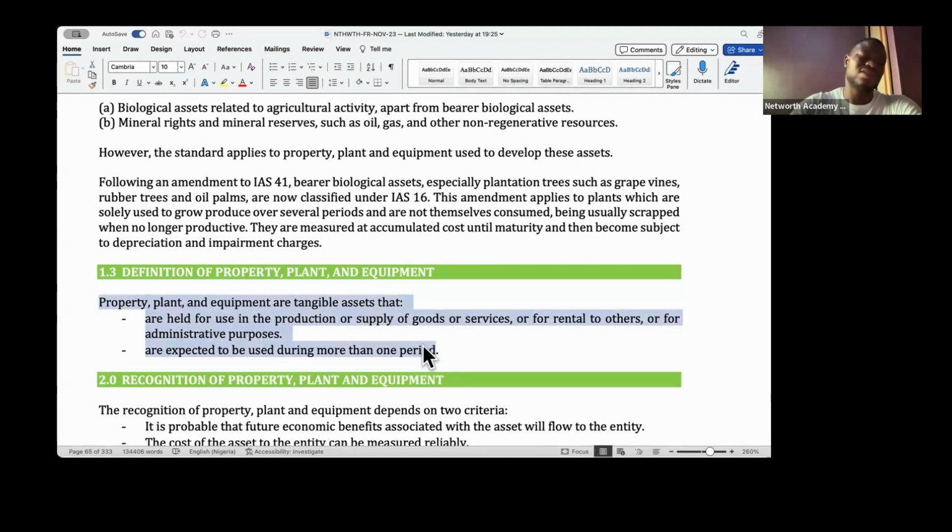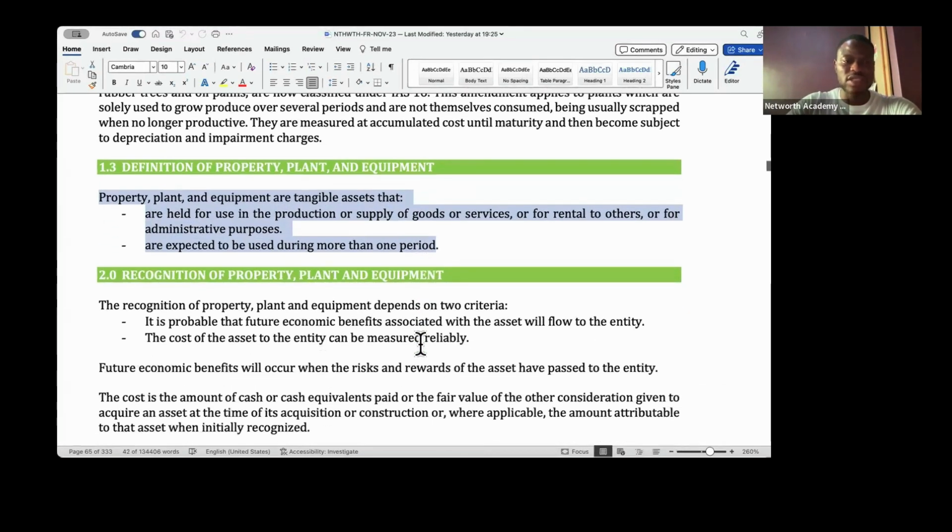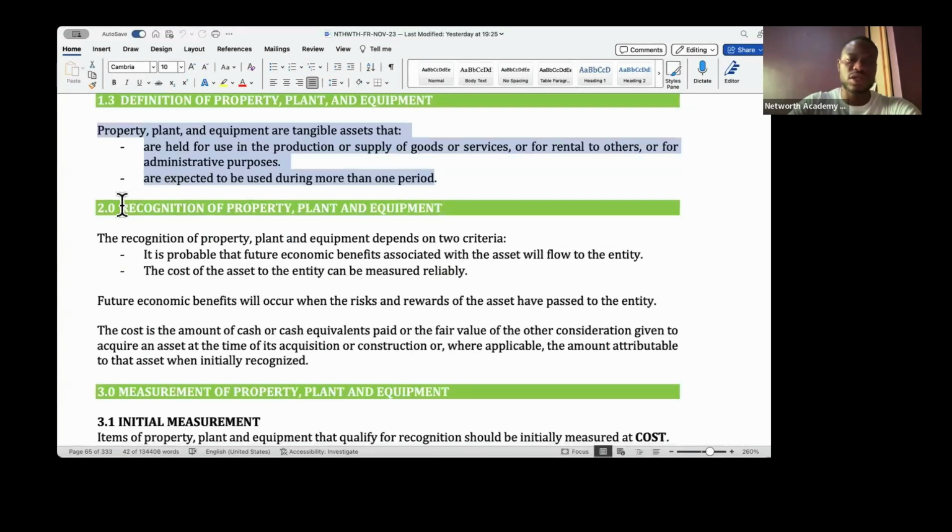From here, we can name a series of examples of PPE, but you get used to that as we move. Now, the next thing is, how do you recognize PPE in your books? Recognition of PPE. The standards say that before you can recognize any item as PPE, it must meet 2 criteria. Number 1 is that it is probable that future economic benefit associated with the asset will flow to the entity, and the cost of the asset can be measured reliably. Those are the 2 recognition criteria.